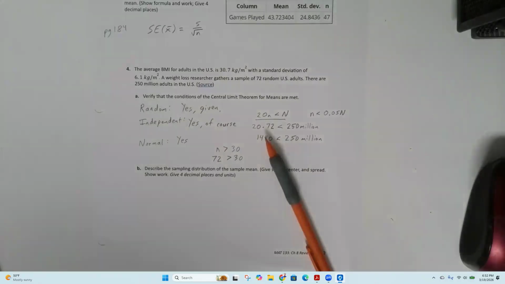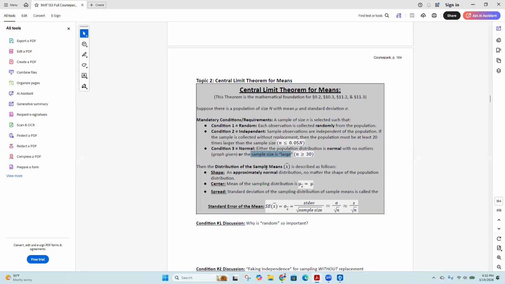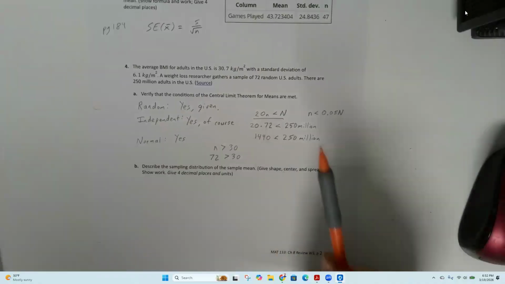That means the central limit theorem applies, and we can use all of its superpowers, which is that the distribution of sample means will be normal, the center will match up with the population mean, and the spread is the standard error formula down here. Now, I will point out that in the central limit theorem, they're using less than or equal and greater than or equal.